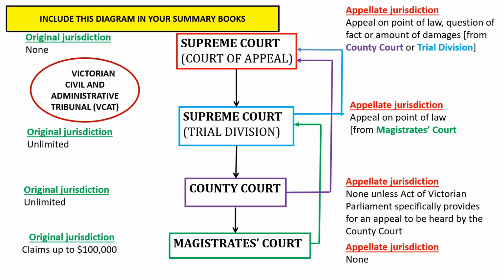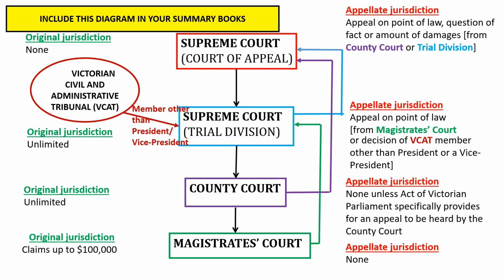If the decision of VCAT is made by a member of VCAT who is not either the president of VCAT or one of the 14 or so vice presidents of VCAT, then a party may appeal from that decision of the member of VCAT to the trial division on a point of law. That is, where the party believes that the VCAT member has made an error of law or has misapplied the law.